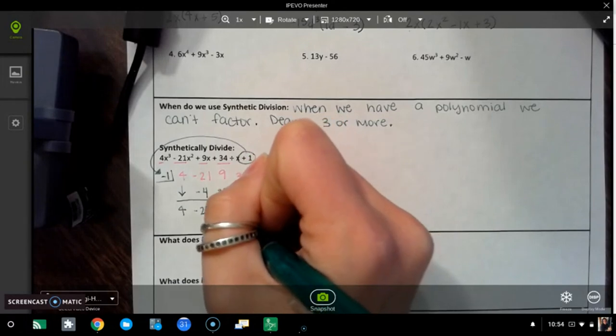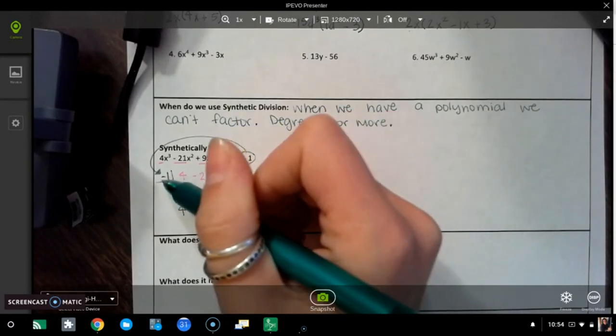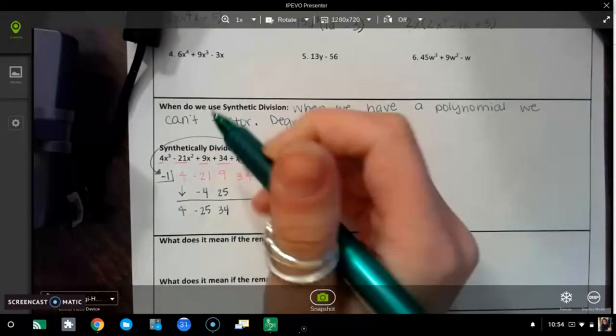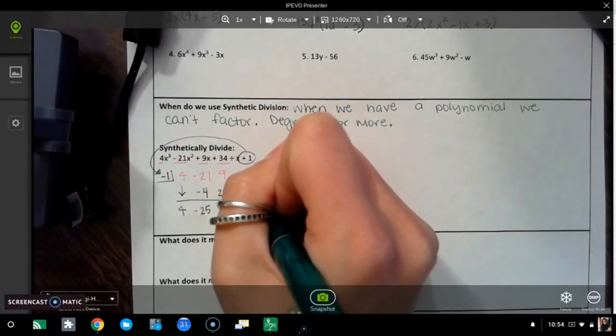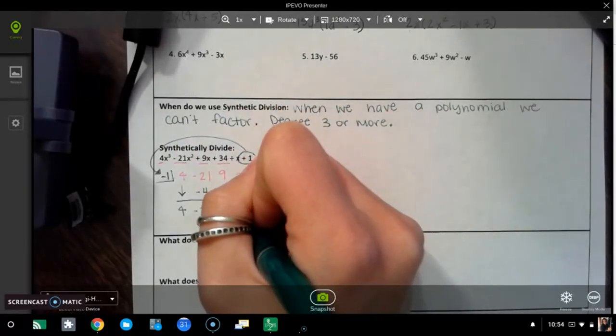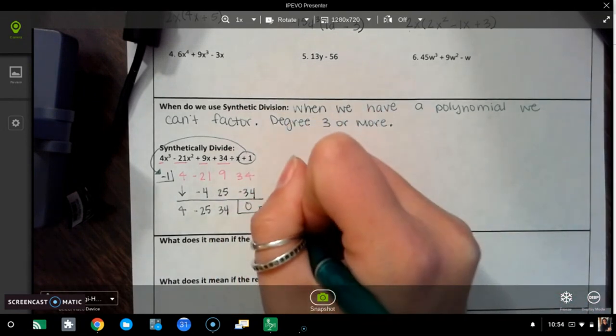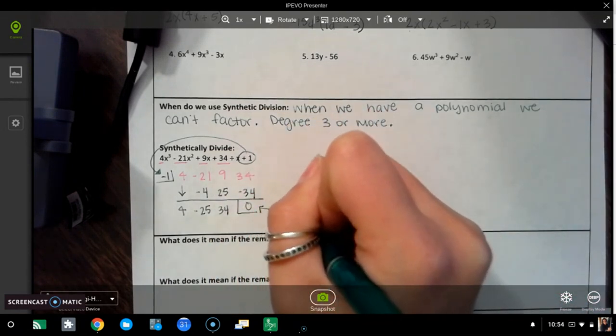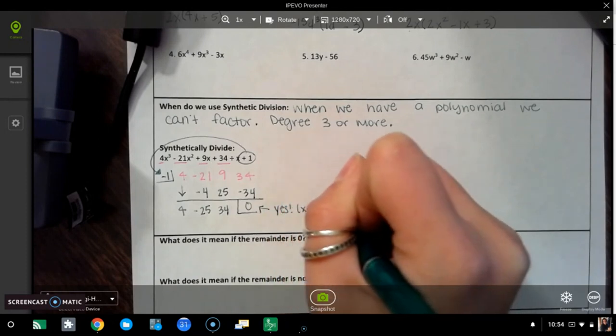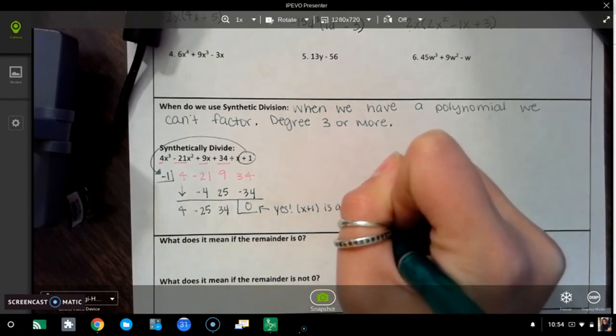9 plus 25 is 34. And so then our last step is negative 1 times 34 is going to give me a negative 34. Add these together, I get 0. Remember that 0, it tells us that yes, x plus 1 is a factor.